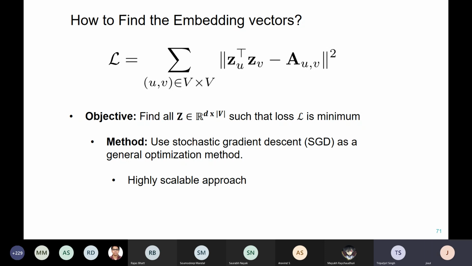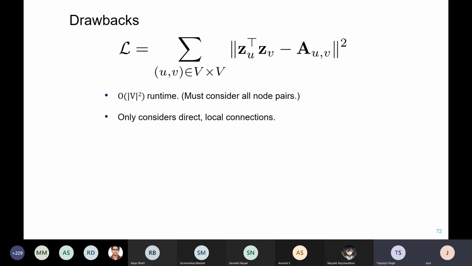Now, the drawback of this approach, what is the drawback? The first drawback is that you are considering all possible pairs of nodes. So the runtime is very, very high. If there are |V| nodes in the graph, then the runtime is going to be |V| squared, this is quadratic. And the second is that you are only considering the direct and local connections, not more than that. Just direct and local connections that you are doing.